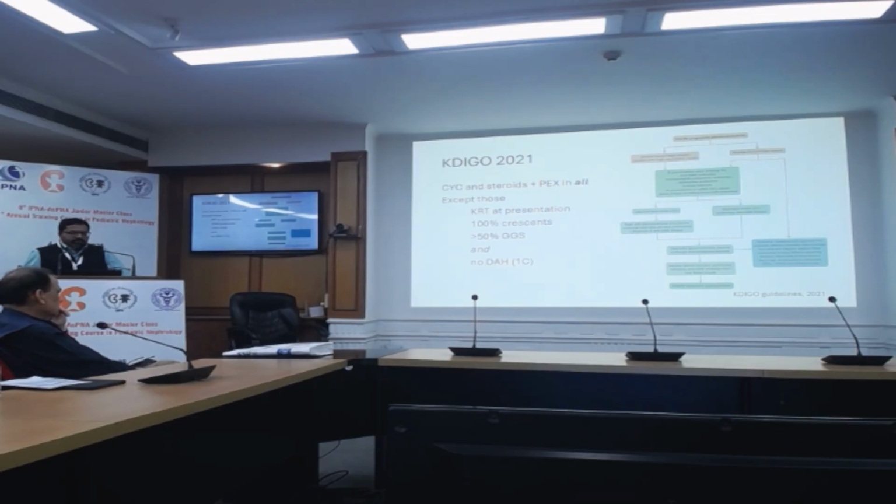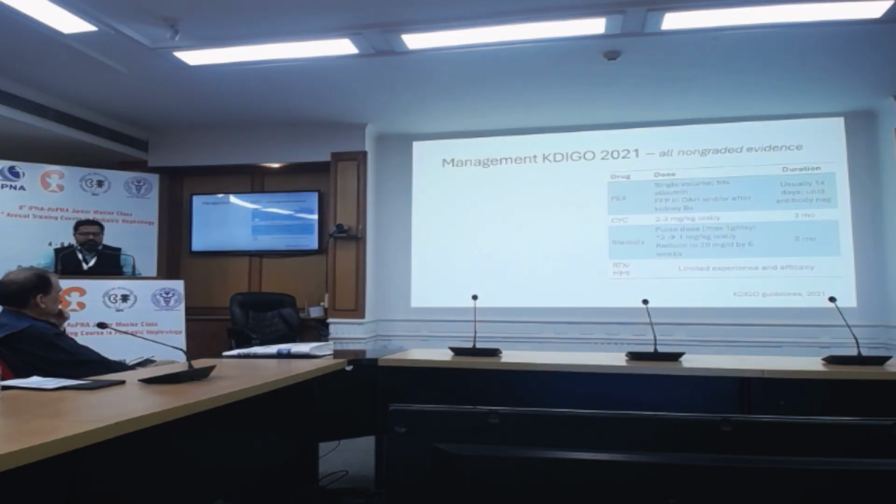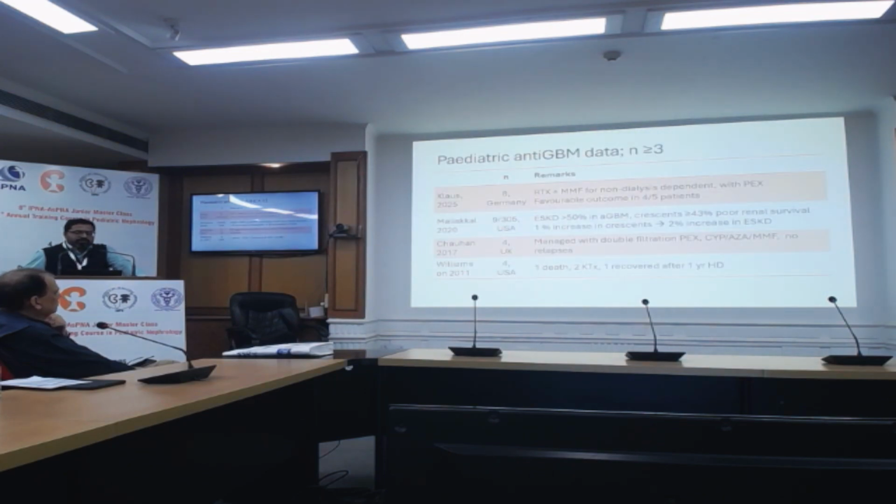Our Indian experience will be presented in a few slides. The rest is all ungraded evidence, which you may very well know. You start treatment before confirming the diagnosis. Apparently, maintenance treatment is not necessary as suggested by KDIGO. Dual antibody disease can be treated as ANCA vasculitis, and rituximab can be tried in refractory disease. Kidney transplant has to be postponed until antibodies have been negative for at least 6 months.